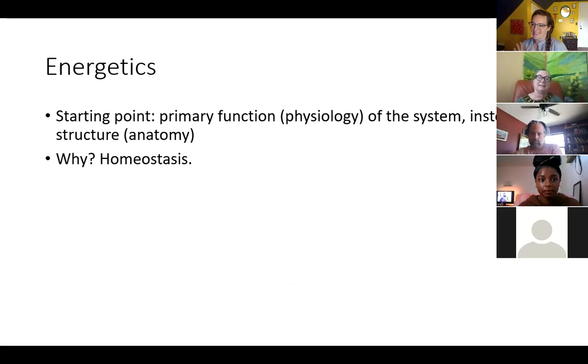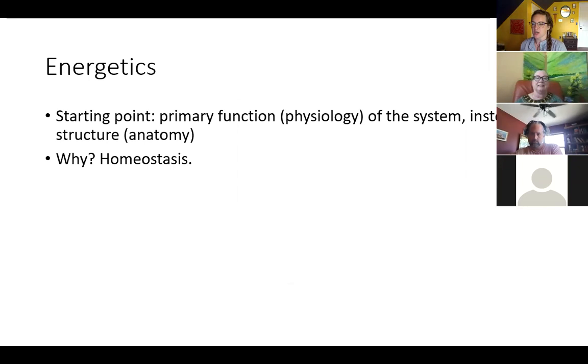Why energetics? As a starting point, we're addressing the primary function or the physiology of the individual organ system instead of the structure or the anatomy. Why are we talking about the physiology and the way it works instead of the structure of how it works? Because our body is always in flux. And this idea of homeostasis, you've probably heard Kayla say, like, if you stop homeostasis, you die.